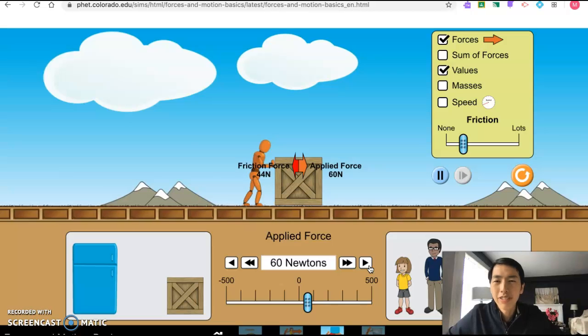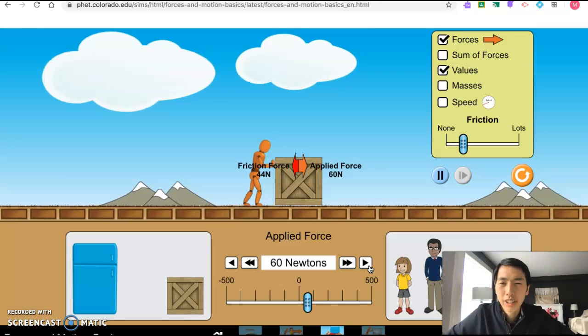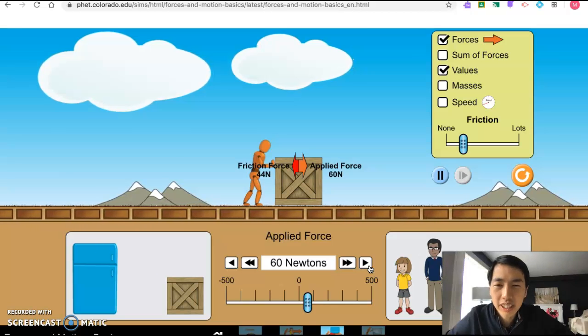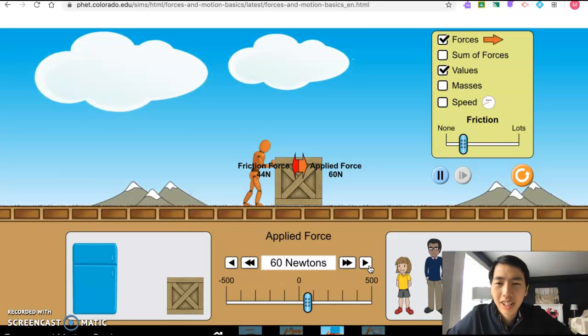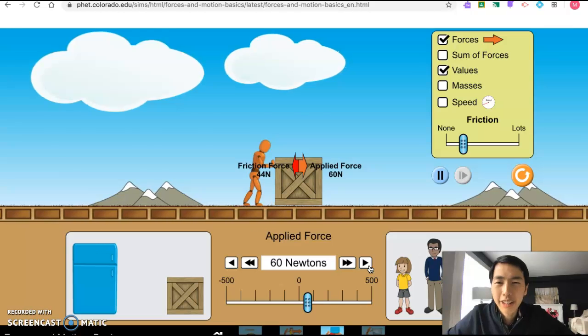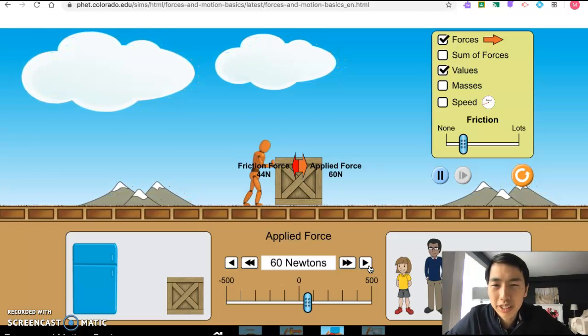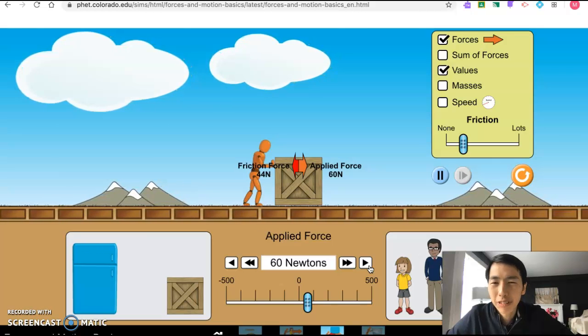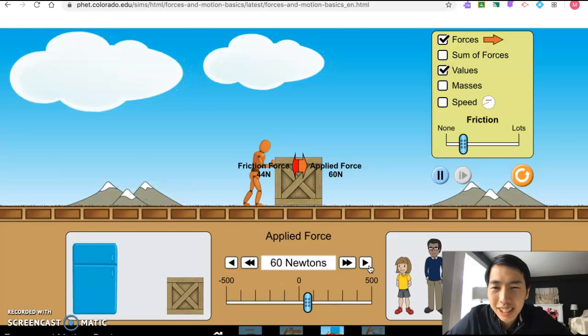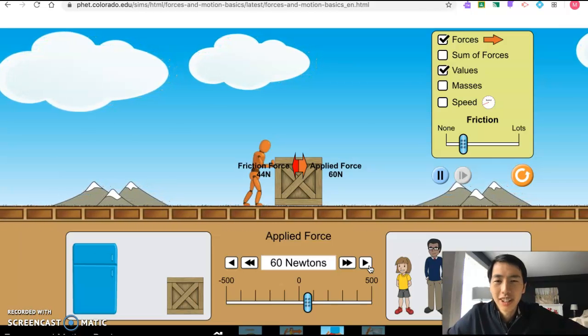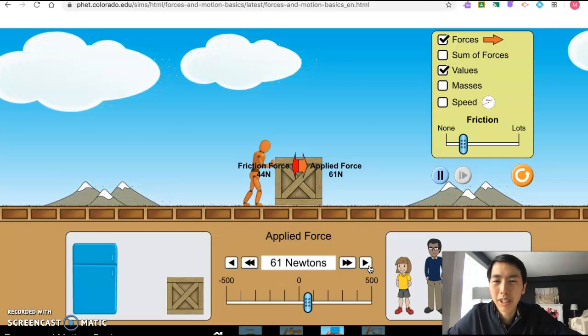So you might have noticed a big drop right there. Once my applied force reached 60, the box started moving. So now the static friction has become kinetic friction, but you'll notice that the number of newtons dropped. It went from 59 and immediately dropped down to 44. Okay, and that's something I'll talk about a bit later on.